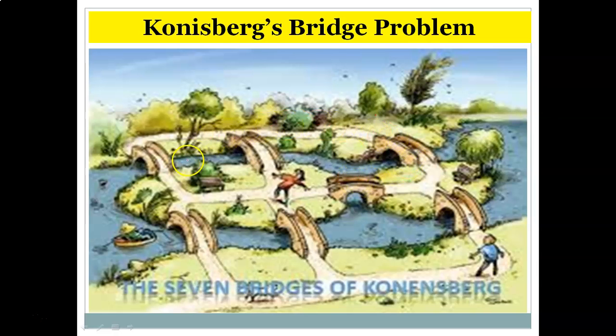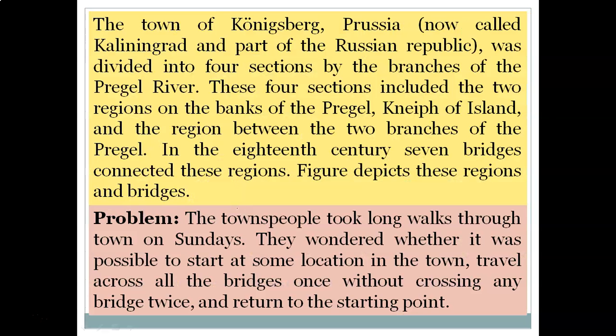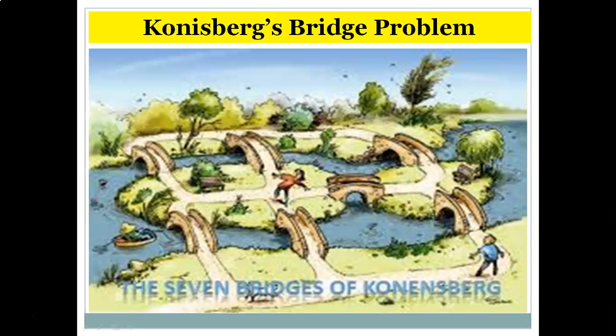So this was the real situation, and it was there in the town of Konigsberg, Prussia, now called Kaliningrad and part of the Russian Republic. It was divided into 4 sections by the branches of the Pregel river. These 4 sections included the 2 regions on the banks of the Pregel river, Kneiphof Island, and the region between the 2 branches of the Pregel. In the 18th century, 7 bridges connected these regions. That figure here depicts the situation.